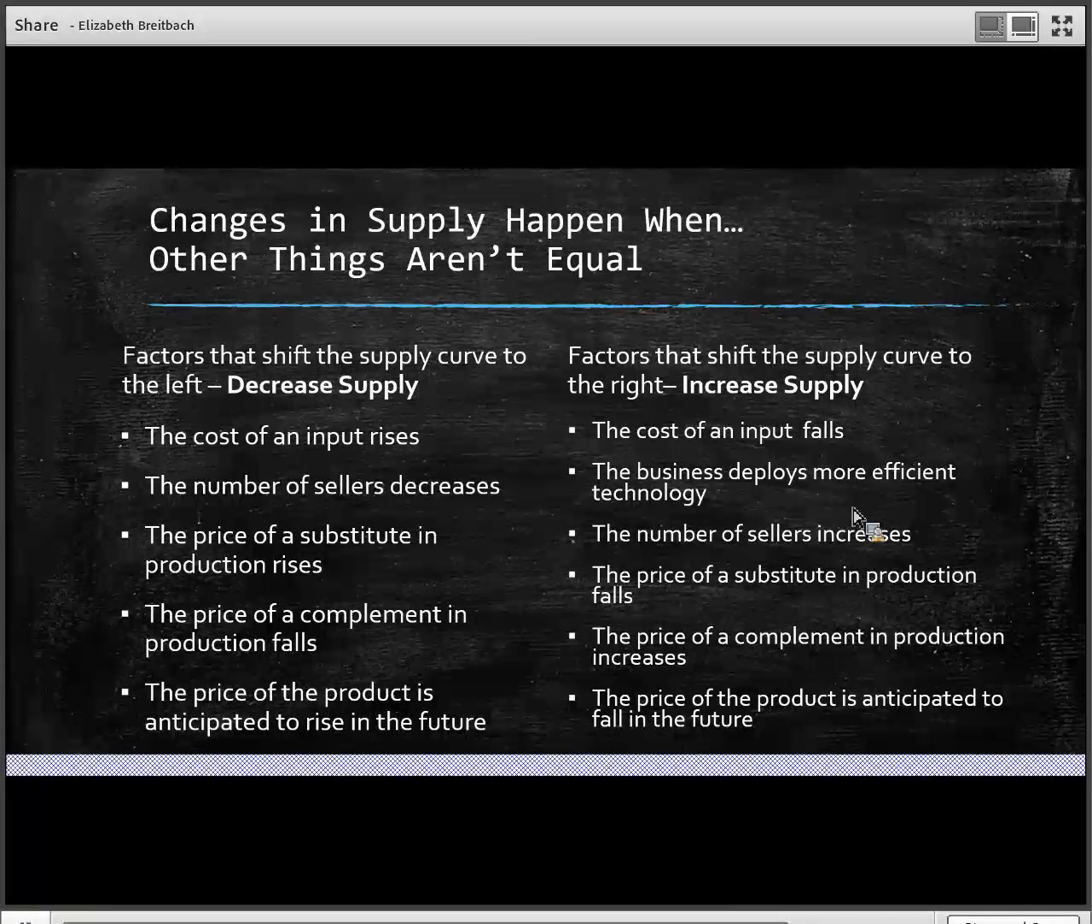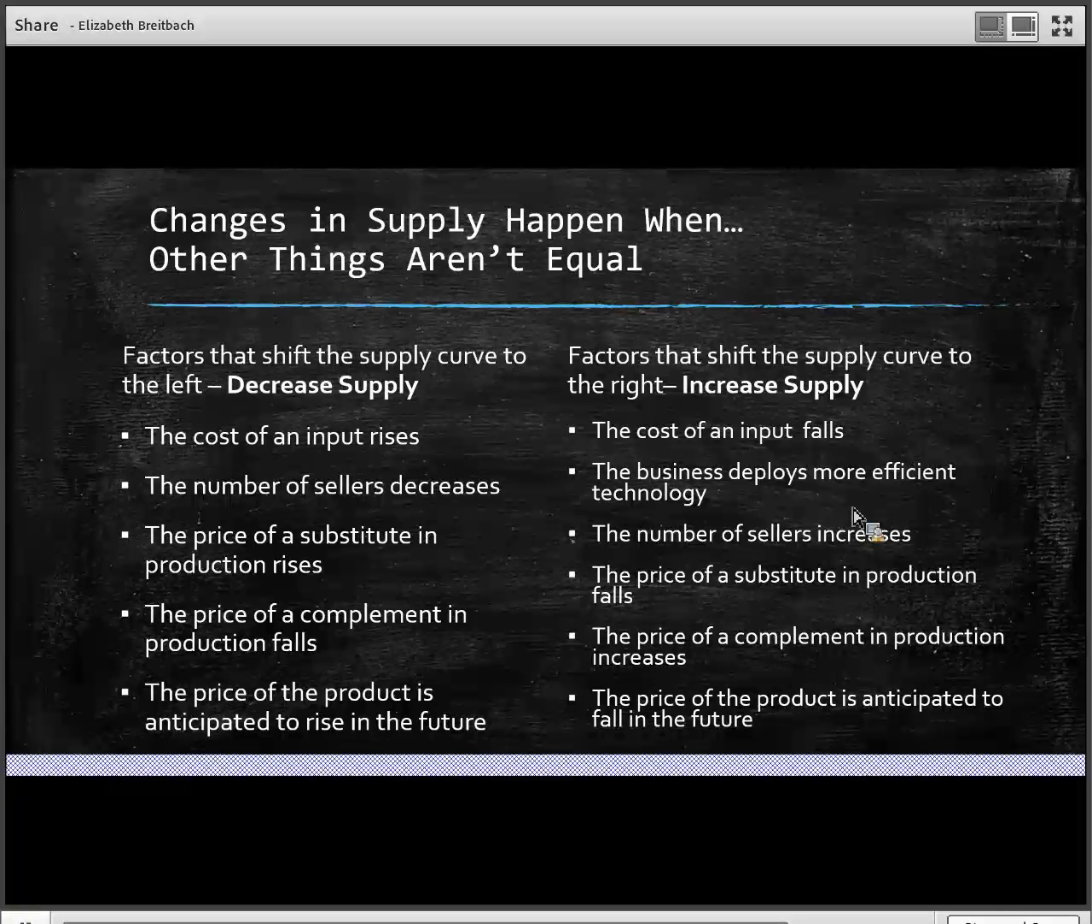And then the price is anticipated to rise in the future. If I think as a seller I'll be able to earn more in the future, I'm going to wait and try and supply my product later. If I expect prices to fall in the future, I'll increase my supply today to try and take advantage of those higher prices. All right, so now that we've quickly gone over those again, let's look at these all graphically again.